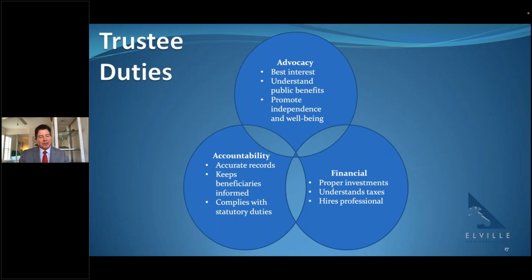And with all seriousness, these concentric circles, to me, illustrate what we're looking for in a trustee. So let's start with the bottom left. Accountability. So we want a trustee to keep accurate records. As you think through your trustee selection, I want you to look at these circles.